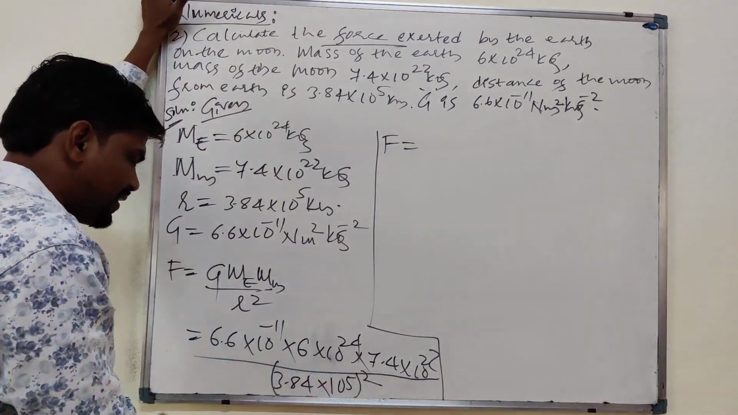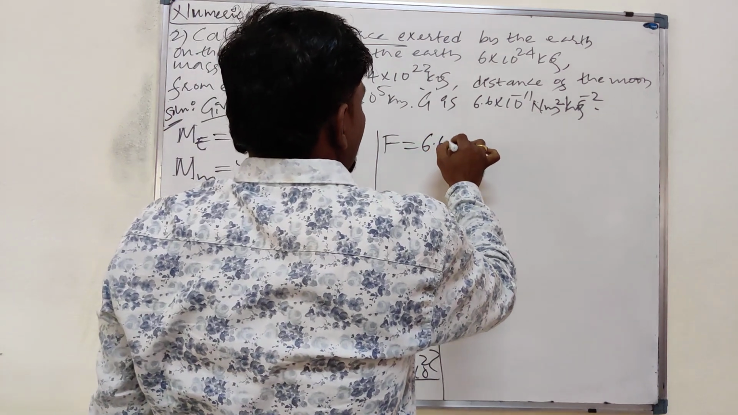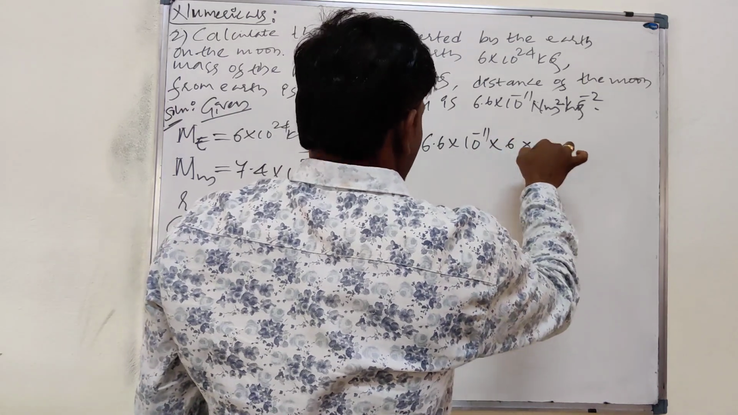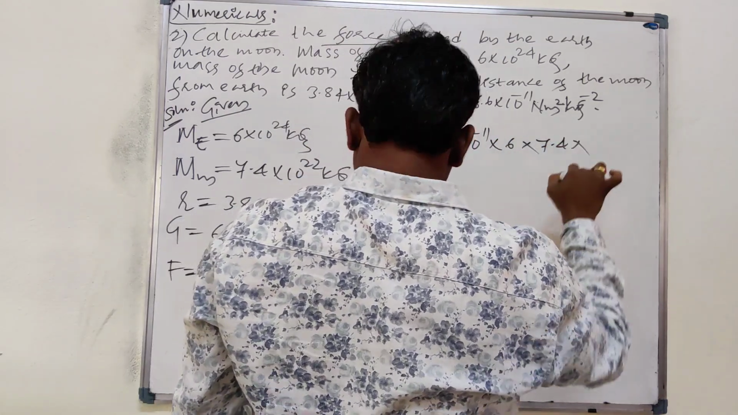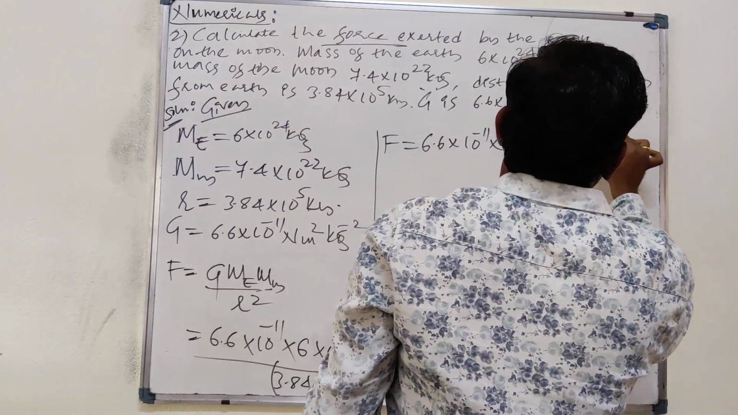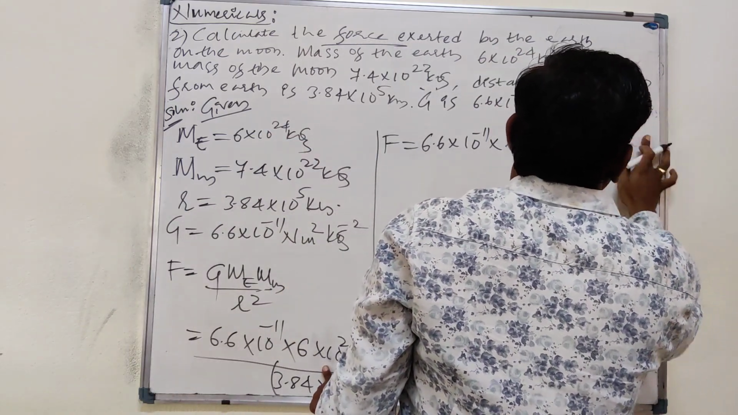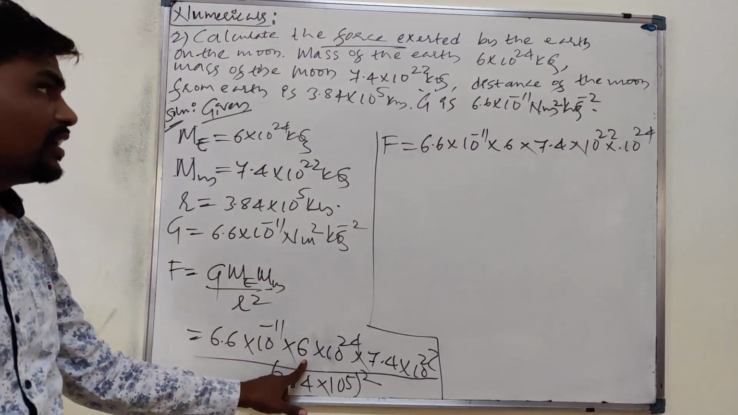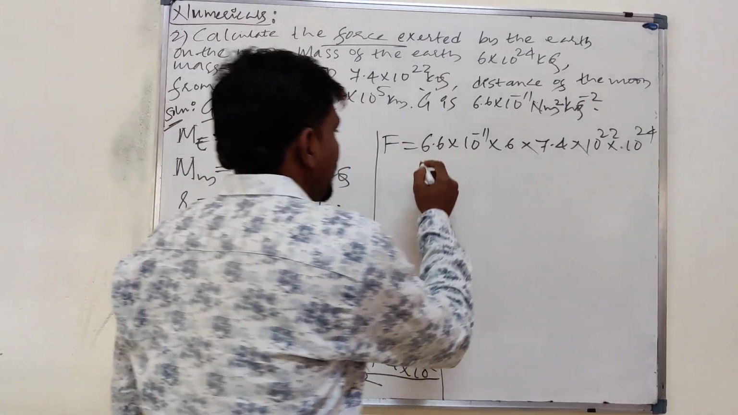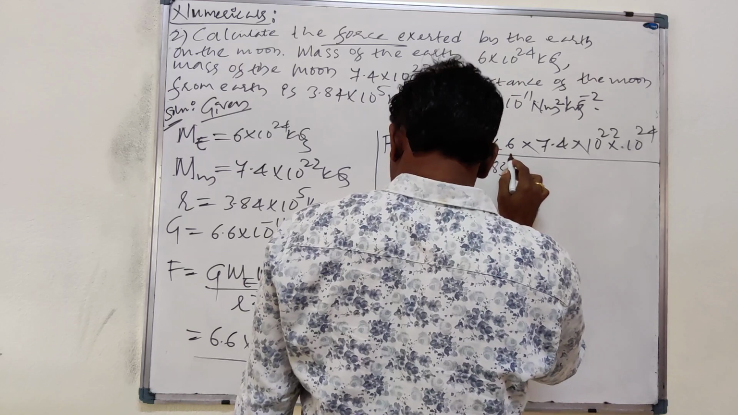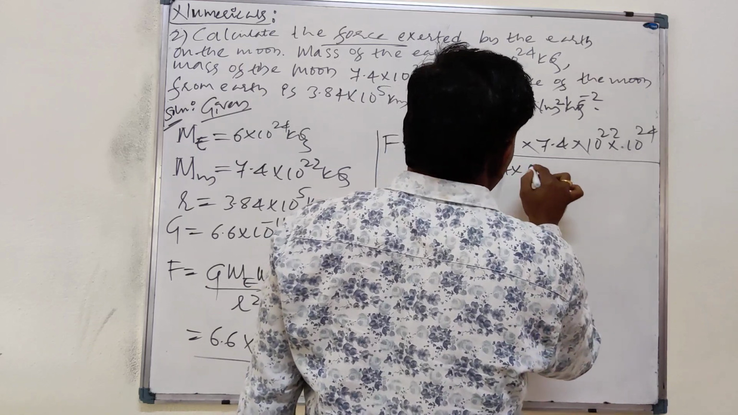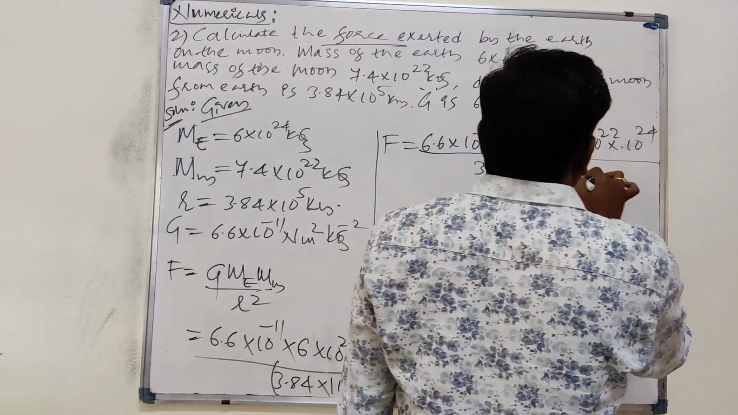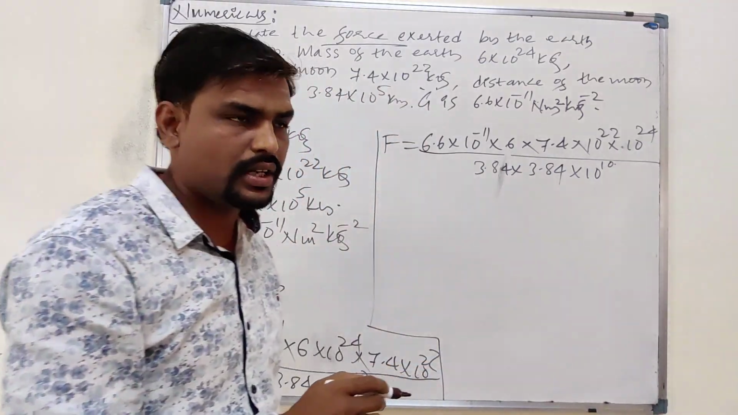Now, we have to do the index. You will have the value directly: 6.6 into 10 raised to minus 11. Right? Now, into 6 into 7.4. Right? One is 10 raised to 22, another one is 10 raised to 24. 22, 24, 6, 7.4, correct? Divide. Now 3.84, squared, into 10 raised to 10.